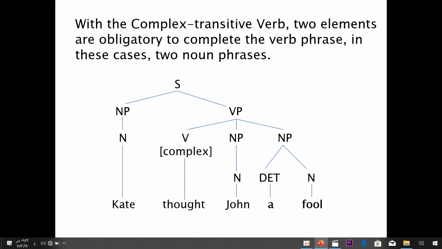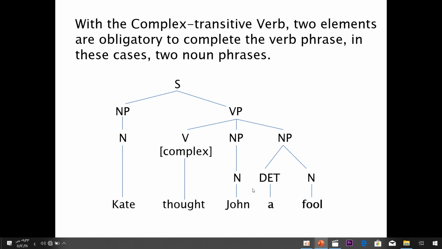With the complex transitive verb, two elements are obligatory to complete the verb phrase. In these cases, two noun phrases are needed. We have the subject noun phrase, Kate, and the verb phrase, with the verb, a noun phrase, and a second noun phrase: thought John a fool. That is the first noun phrase and that is the second noun phrase. But you can make a general rule that a complex verb requires a direct object that must be followed by a noun phrase. It can be followed by an infinitive, or by an adjective.